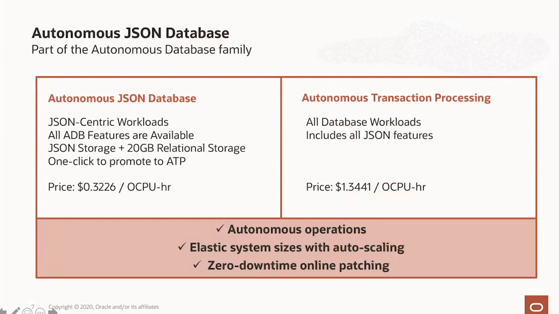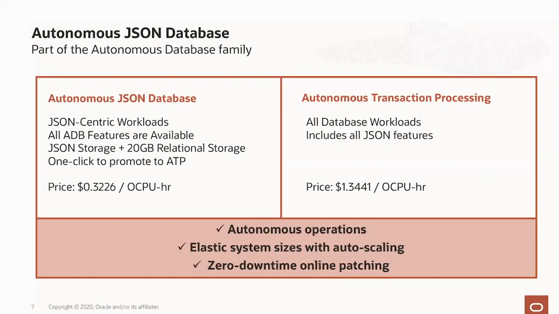So AJD is part of the autonomous family. In particular, it's most similar to ATP, the transaction processing database. In fact, all of the JSON features that you're about to see that are available in AJD are also available in ATP, and they have the same performance characteristics.